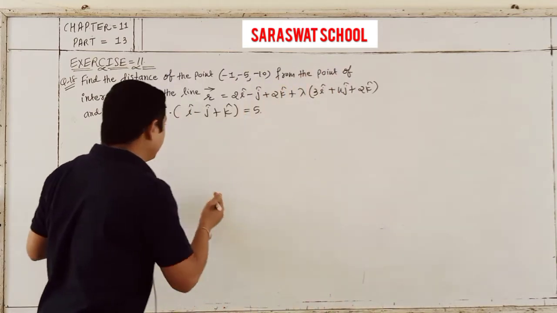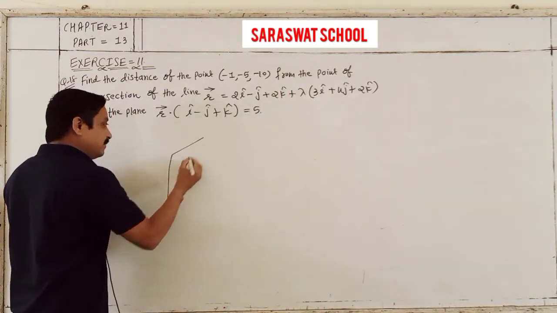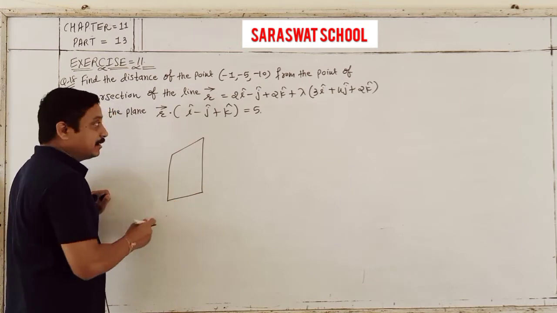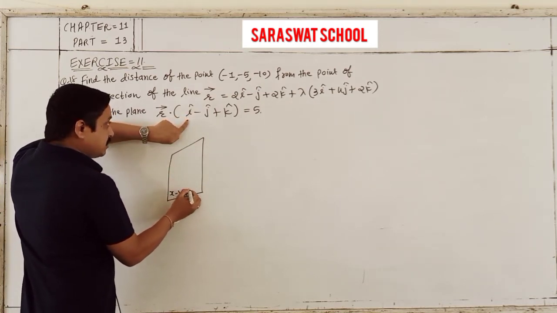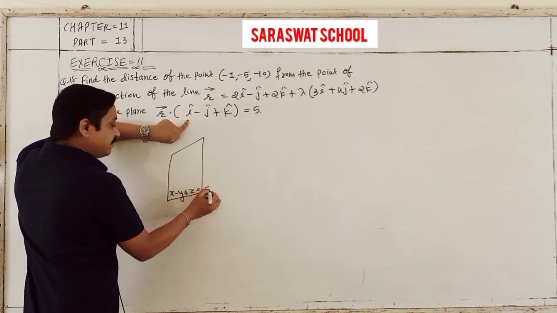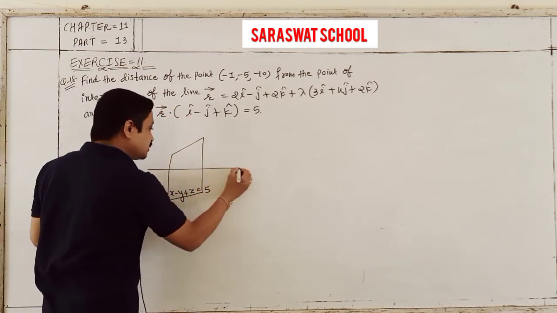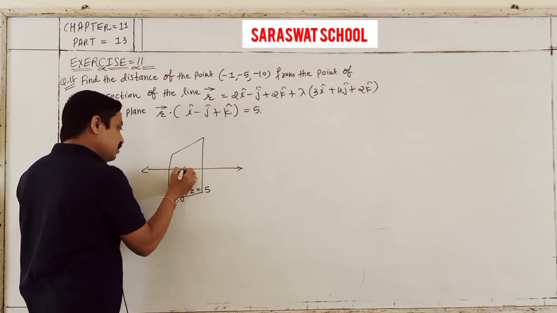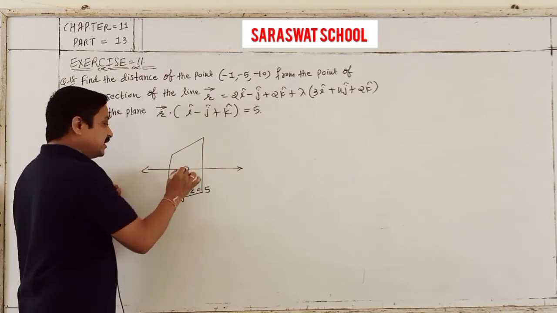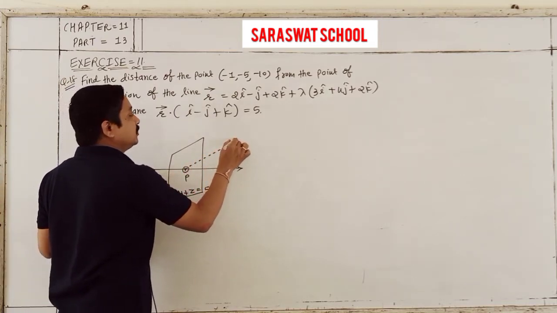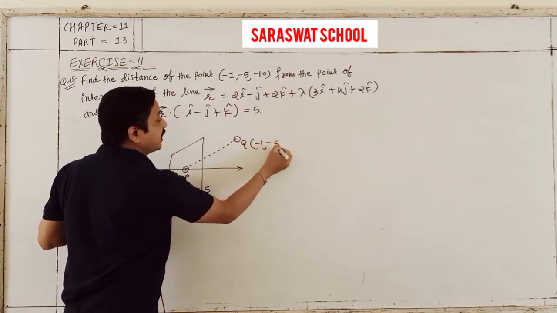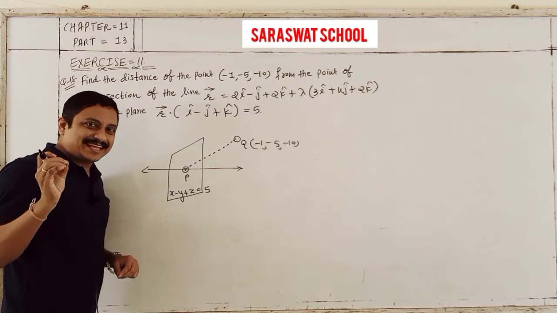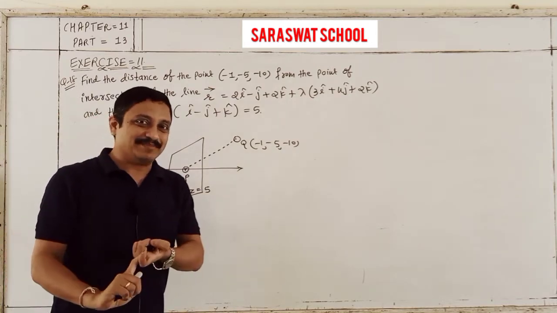It means your drawing is the considered plane, and the plane is given as x minus y plus z is equal to 5, and one line passes through it at a point, maybe P. The distance is to the given point Q, which is minus 1, minus 5, minus 10. So first of all I will decide the intersection point P.